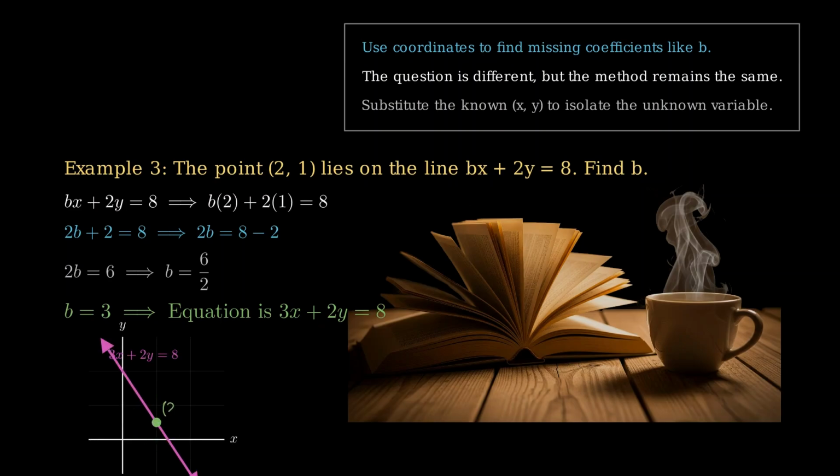Simplifying the expression, we get 2b plus 2 equals 8. Subtracting 2 from both sides gives 2b equals 6. Finally, dividing by 2, we find that b equals 3. Therefore, our complete line equation is 3x plus 2y equals 8.